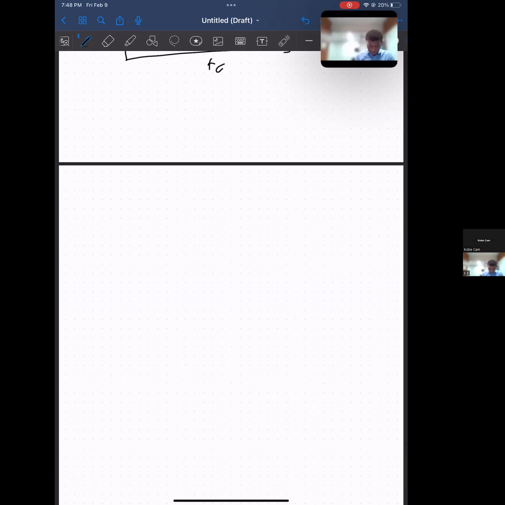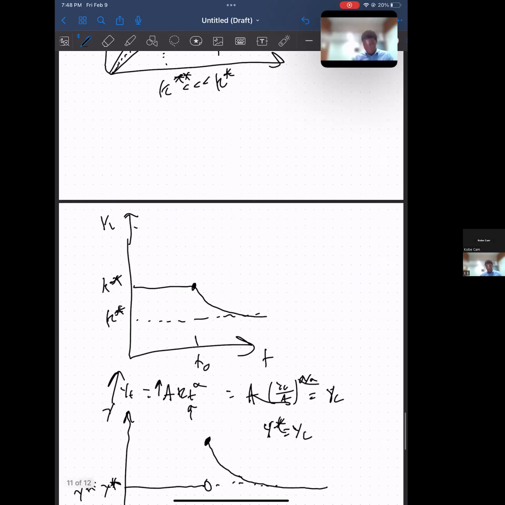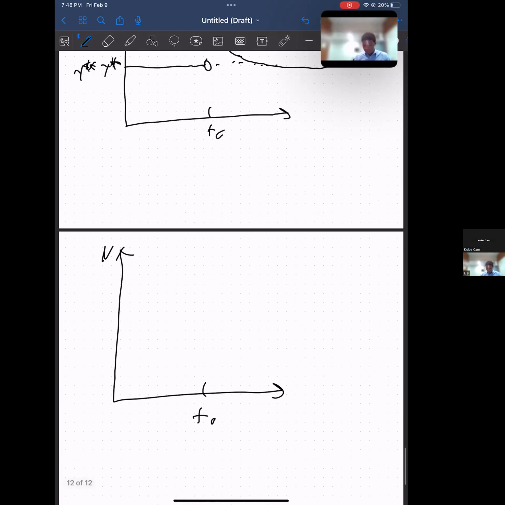Okay. So let's, again, whenever we're writing a time path, we always want to have the equation for the thing that we're working with. Okay.